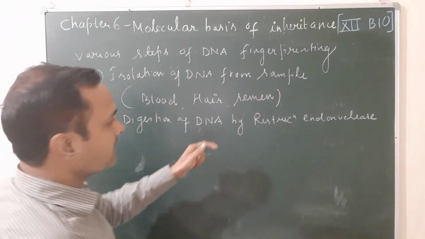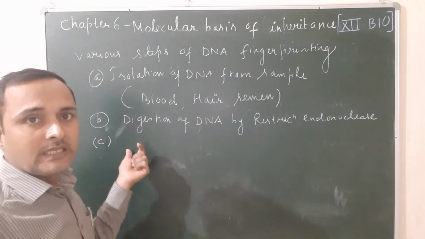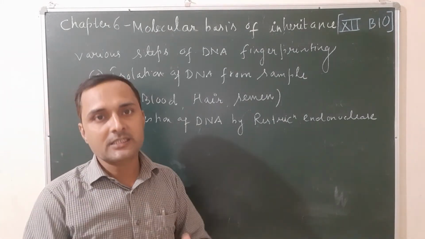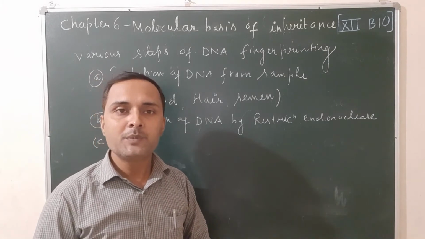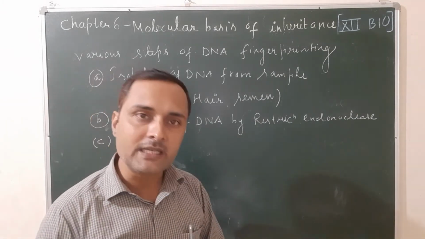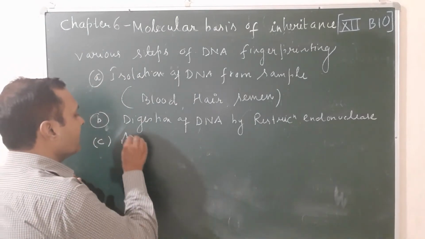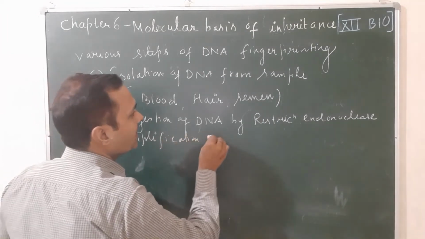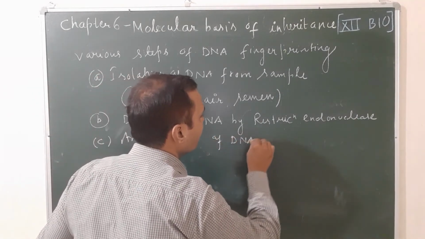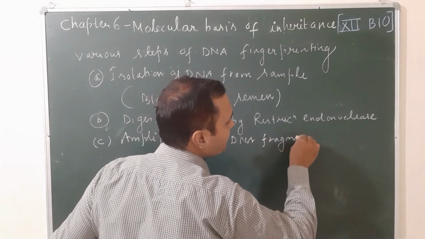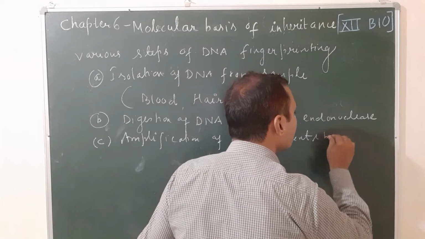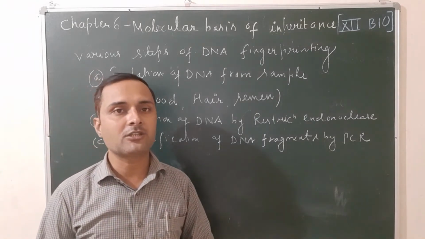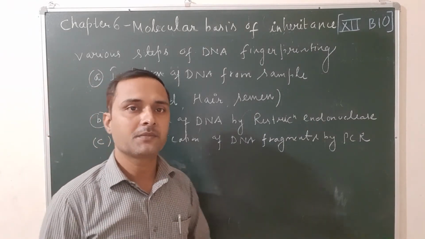After the isolation of DNA, suppose that the concentration of DNA is very low. There is one method by which we can increase the concentration of DNA. This method is known as PCR. PCR stands for polymerase chain reaction. So the next step is amplification of DNA fragments. When DNA concentration is very low, PCR is done. PCR, polymerase chain reaction, was discovered by Kary Mullis in the year 1985.